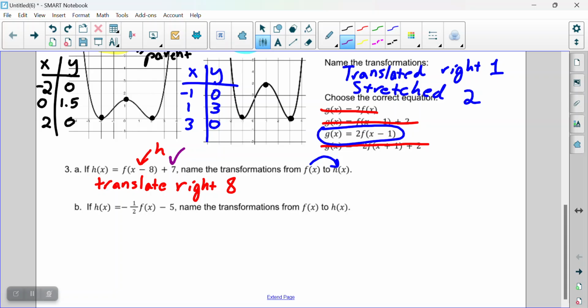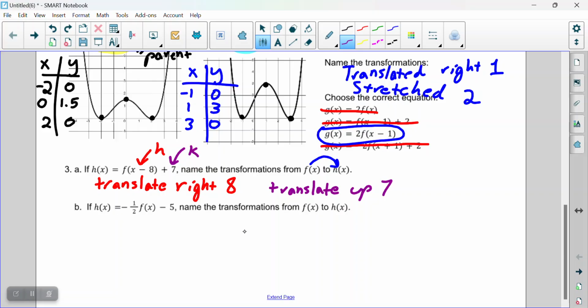And plus 7 on the outside, that's your K. That'd be a translate up 7. Give us the direction and the number. Don't just say right and up. Right 8, up 7. Okay.